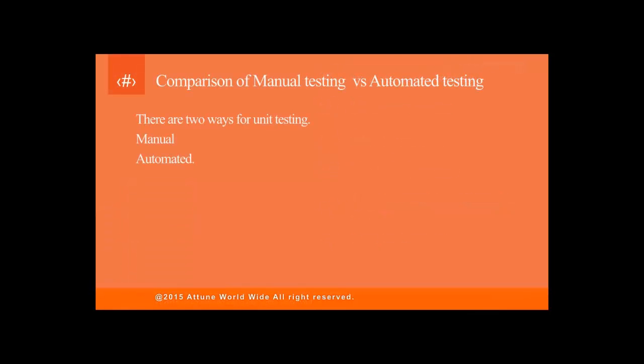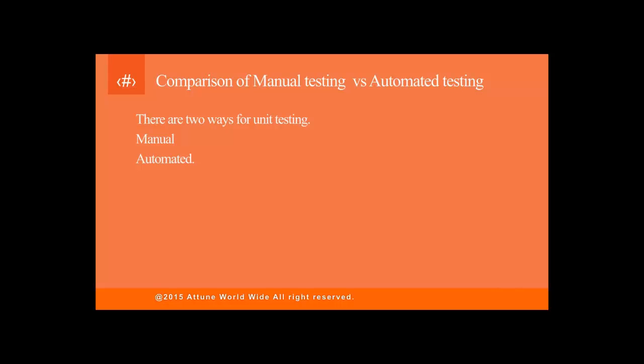So let's start with comparison of manual testing versus automated testing. Now let's talk about basic. What is a testing? To check the functionality of an application, testing is done. In automated unit testing, a software code is written that will check another code and it will validate the behavior of that particular code. Unit testing is not suitable for testing complex user interface or complex component interaction.